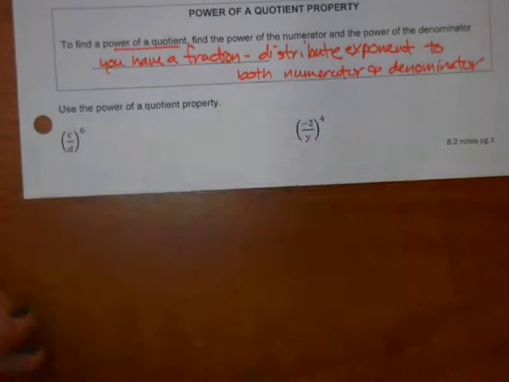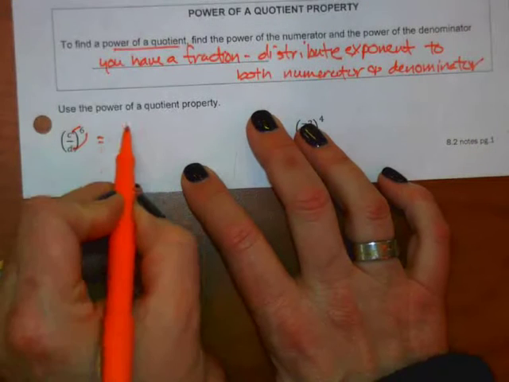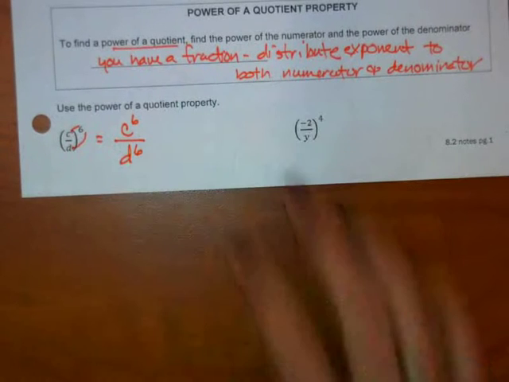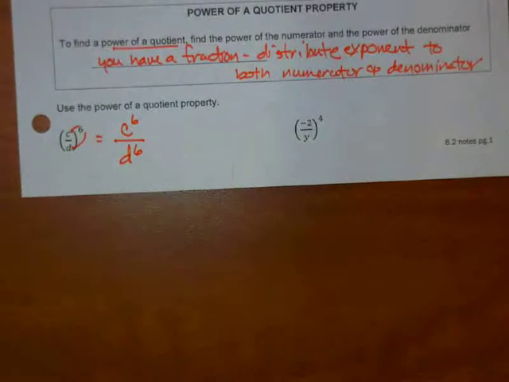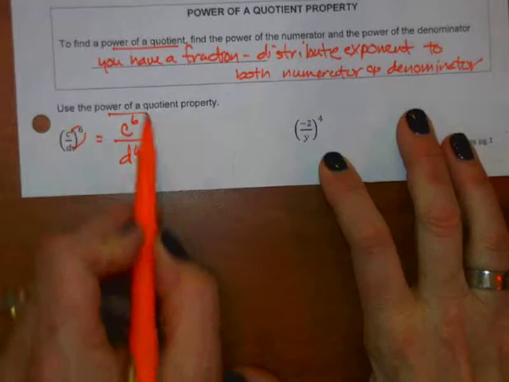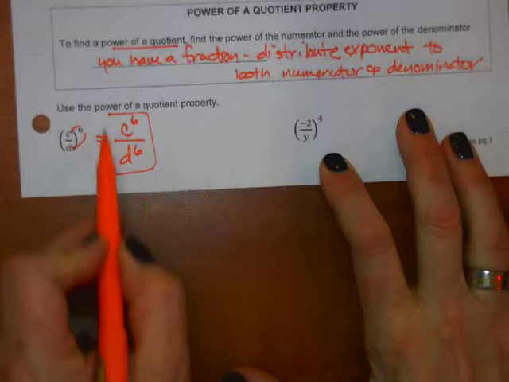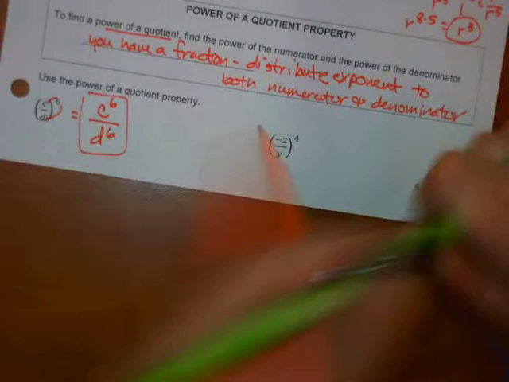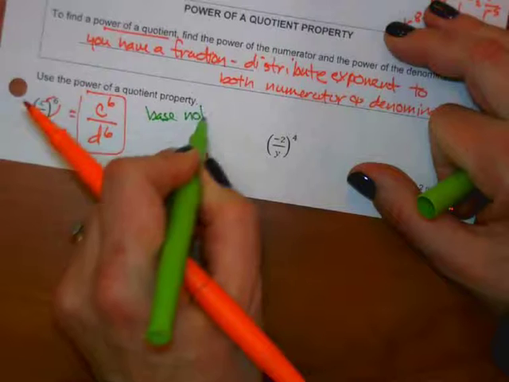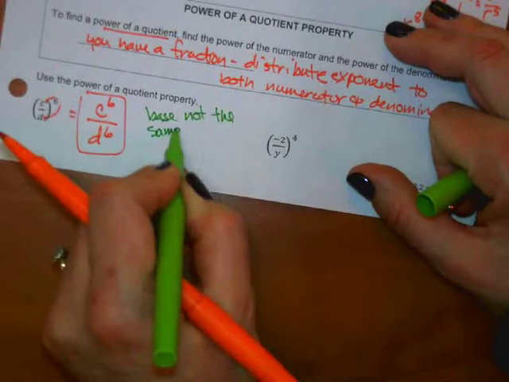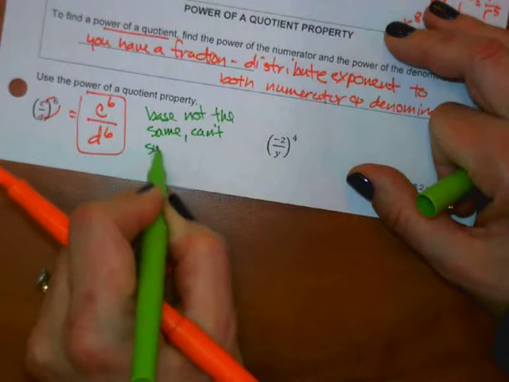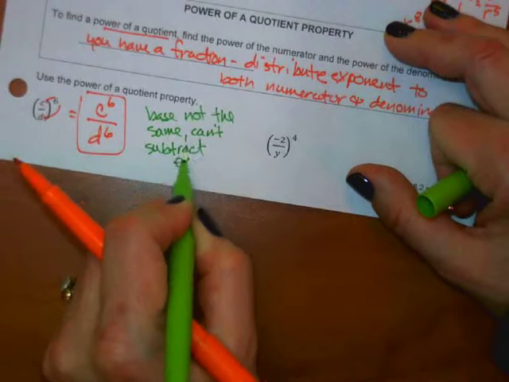Okay, so you did this yesterday. So we just put the 6 on the numerator and the 6 on the denominator, and it looks like this. And that's all you can do. Can you cancel? Can you subtract anything here? No. Why not? They're not the same base, so you have to leave it like this. This is all you can do with this. Note to yourself: base not the same. Can't subtract exponents.